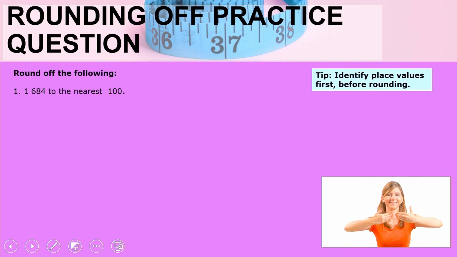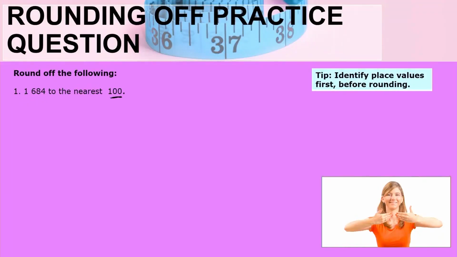The next one is to round off 1,684 to the nearest 100. So remember what I said. For you to be able to work with this, you need to know your place values. So to know our place values, if we say to the nearest 100, then you need to know the value which is occupying the 100th. So now 1,001, we say it's 1,000.